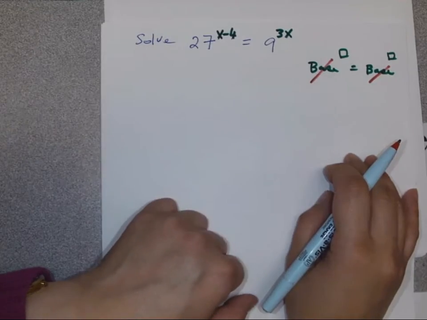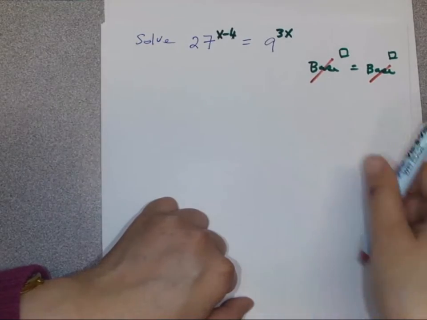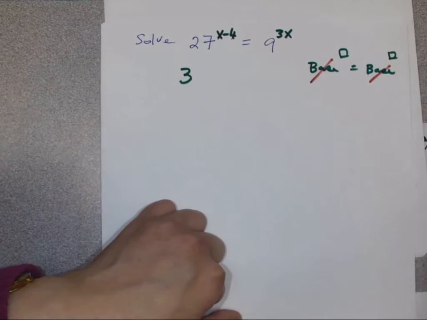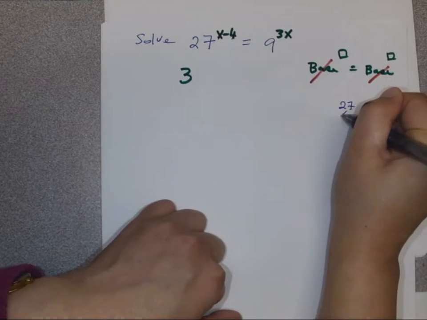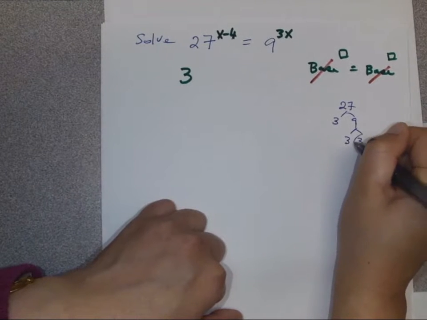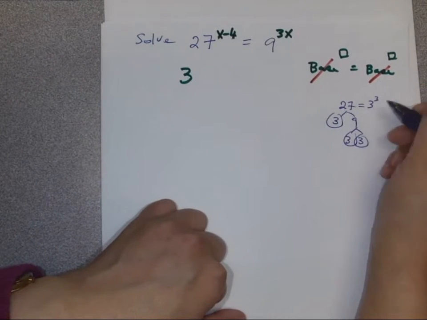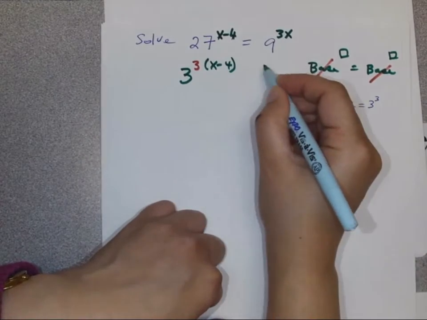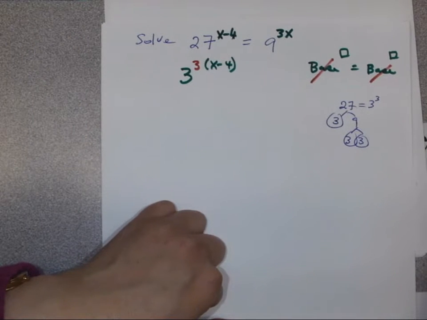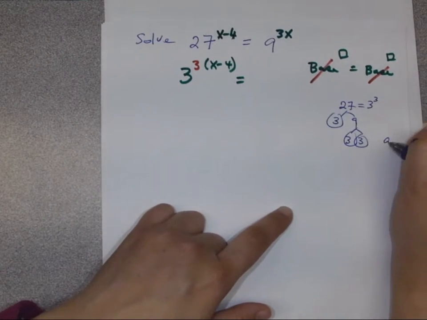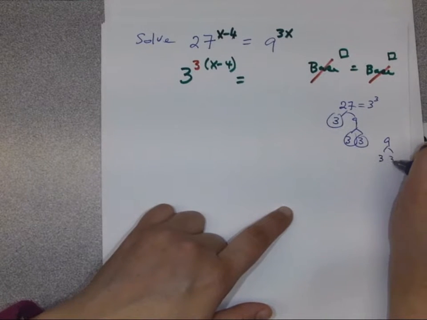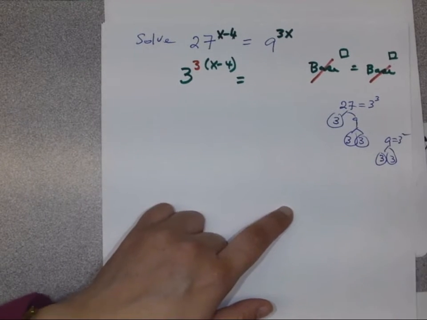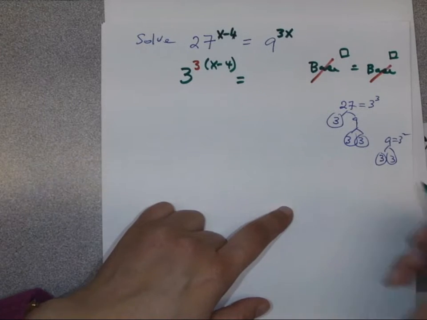3 would be good. So 27 is 3 raised to what power? Right, if you're not sure, you can say 27 is 3 times 9 and 3 times 3. So clearly this is 3 cubed, right? But don't forget, you already have some kind of exponent here. Is that okay? Alright, so 9 is the same as 3 to the second power. Is it okay? So I'm going to replace my 9 with 3 squared.